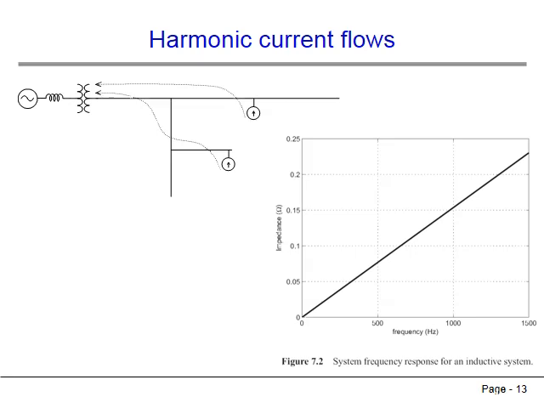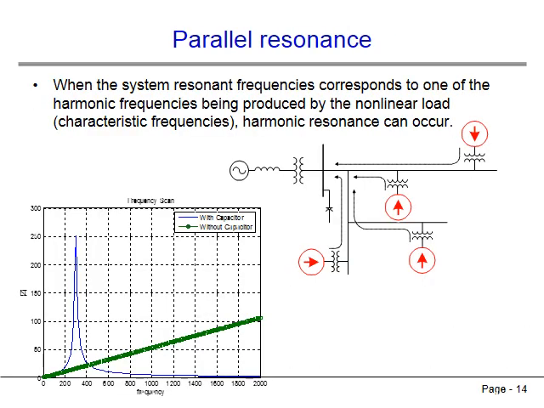As shown in the figure on the right, the impedance of the system increases linearly with the frequency of the harmonic current. If the system impedance contains shunt capacitive reactance in addition to series inductive reactance, problems can arise due to resonance. In the power system shown on the right, the utility bus to which the harmonic current sources are connected is outfitted with a capacitor bank.